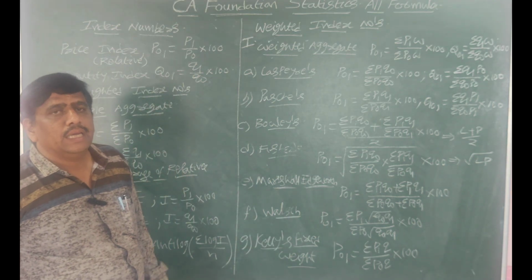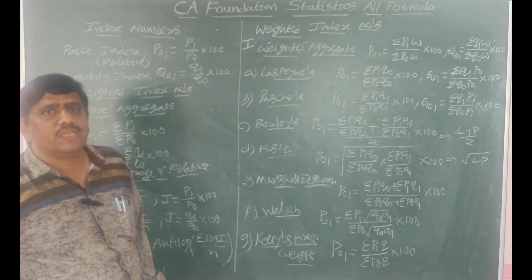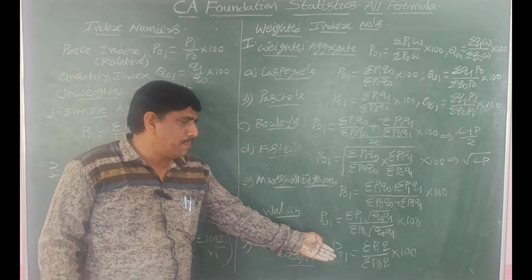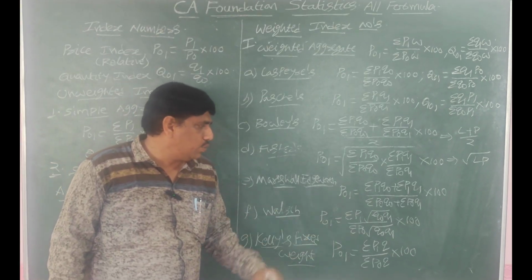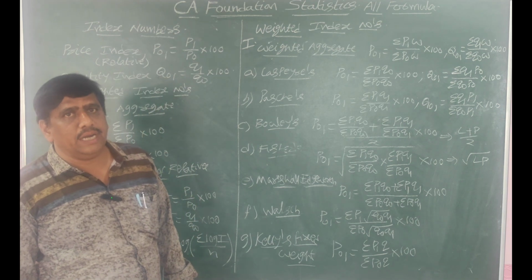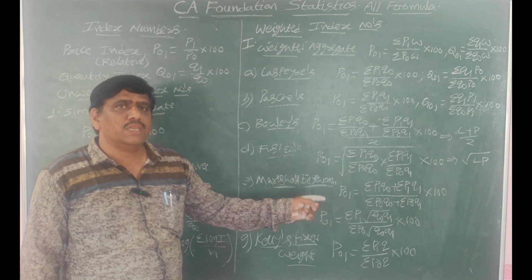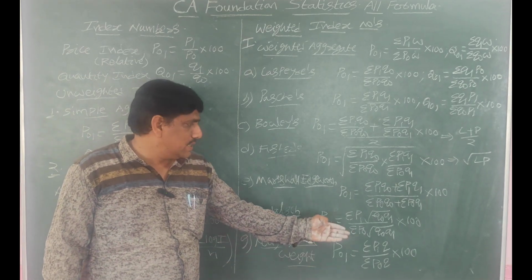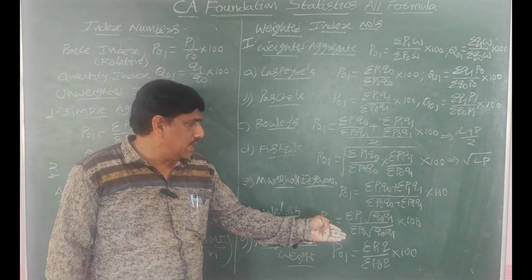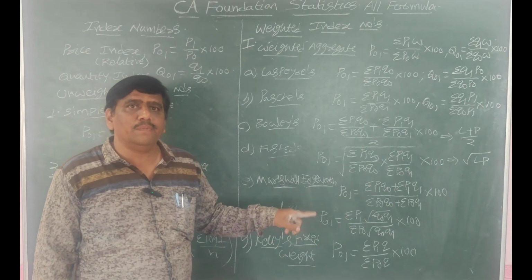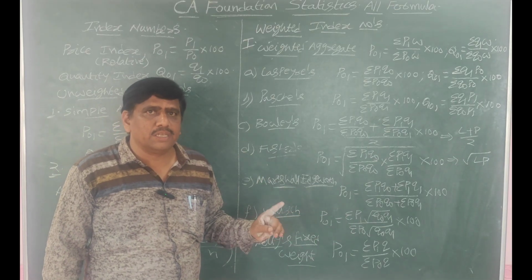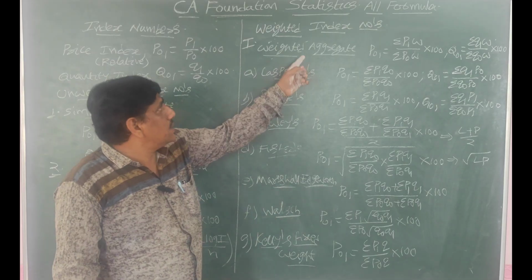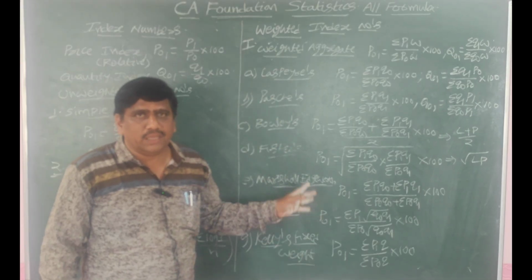Kelly's fixed weight index number. Fixed weight means he is considering a fixed weight. That means W equal to Q. So Kelly's price index number formula is summation P1 Q by summation P0 Q into 100, where Q means fixed quantity. Similarly, the quantity index is Q01, summation Q1 P by summation Q0 P into 100. Here the weight will be fixed price. For price index numbers, weights are quantities. For quantity index numbers, weights are prices. So these are weighted index numbers, the weighted aggregate method formulas.